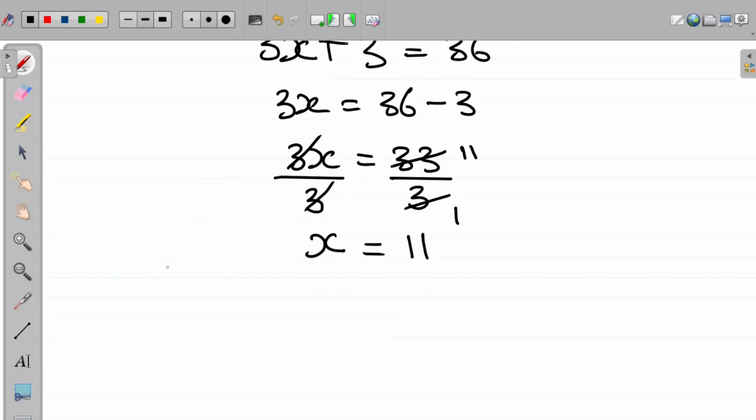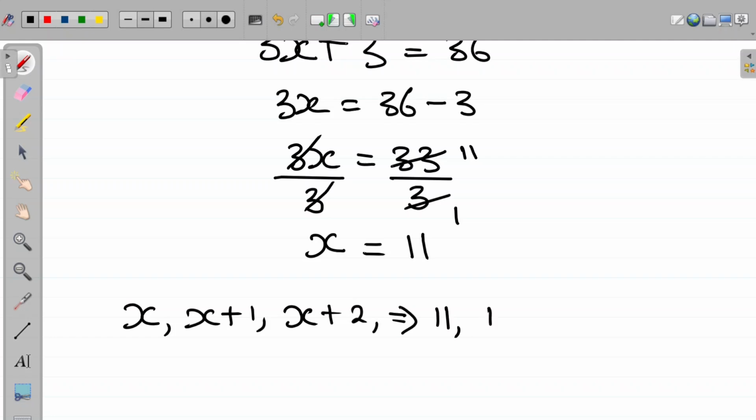Thus, the numbers are x, x plus 1, and x plus 2, which will now be equal to 11, 11 plus 1, and 11 plus 2, which is equal to 11, 12, and 13.